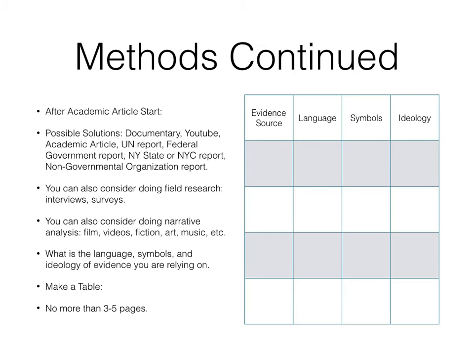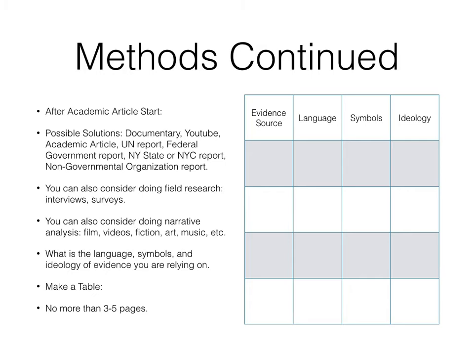So then you're going to continue in the methods section. So I want you to just read through this real quick. I want you to literally make a table in your Google Doc, just like I've made. And you'll have those columns there that say the source of your evidence, the language that's used, the symbols, and the ideology. And when you go to sources, I'm just suggesting, right? You'll make your own decisions about your research, but when you're looking for possible solutions, probably a great place to start would be a documentary about the problem that you're researching.